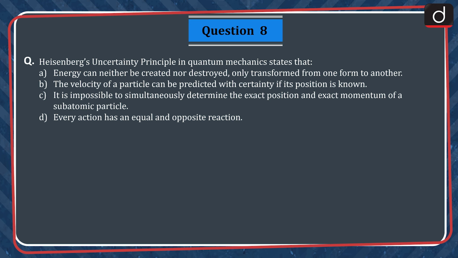Energy can neither be created nor destroyed, only transformed from one form to another. B. The velocity of a particle can be predicted with certainty if its position is known. C. It is impossible to simultaneously determine the exact position and exact momentum of a subatomic particle. D. Every action has an equal and opposite reaction. The correct answer is option C.